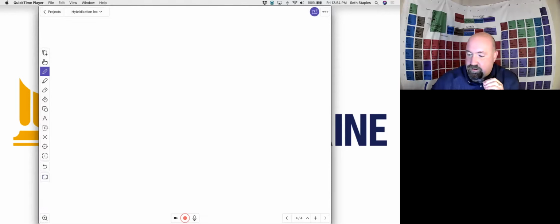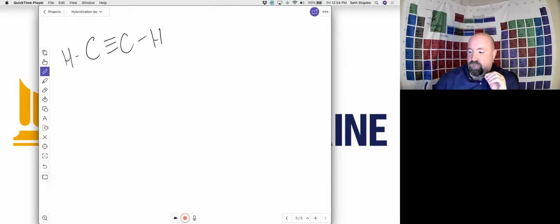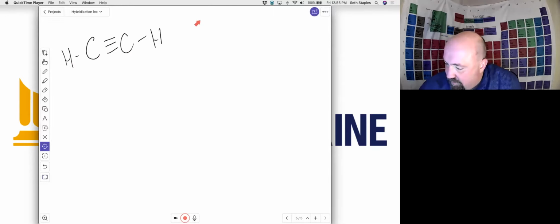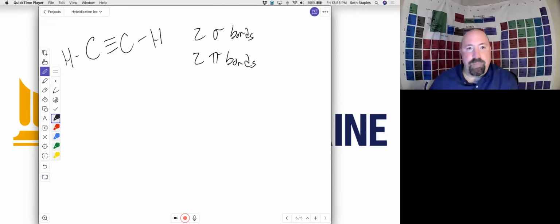Let's look at yet another example. Let's take a look at ethyne. So carbon triple bonded. And so now if we, again, just look at this one carbon here, we can see that this one carbon is going to need one sigma bond between the carbon and the hydrogen. One of these bonds in the triple bond is a sigma bond. And so the carbon's going to need two sigma bonds, and it's also going to need then two pi bonds.